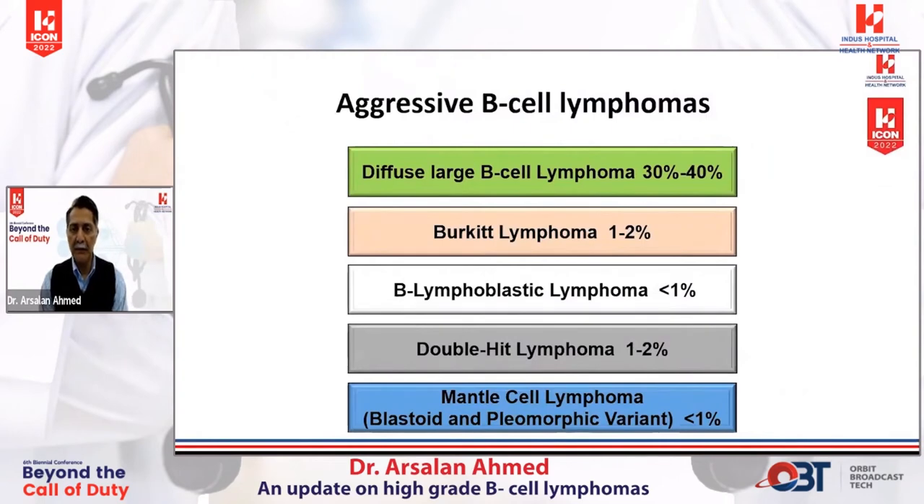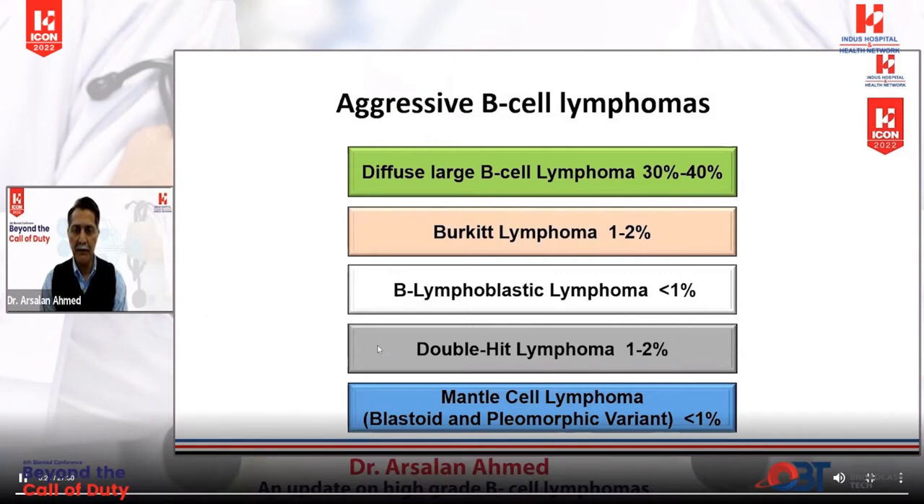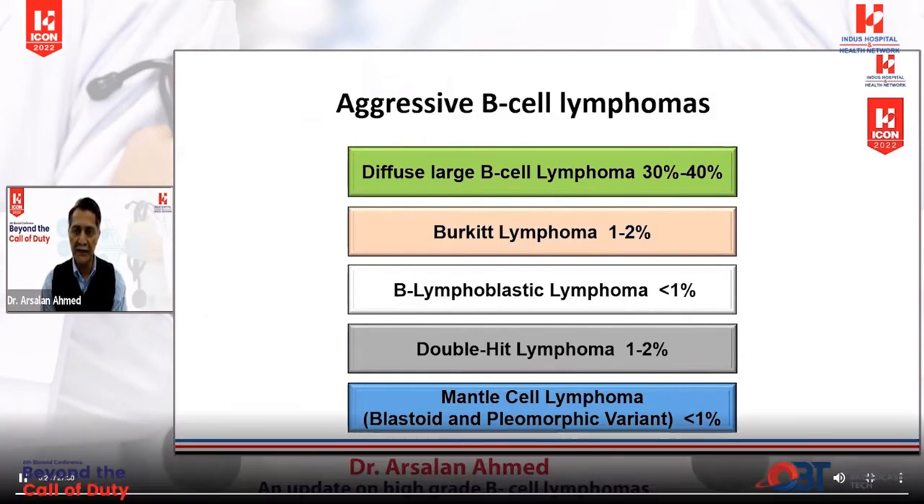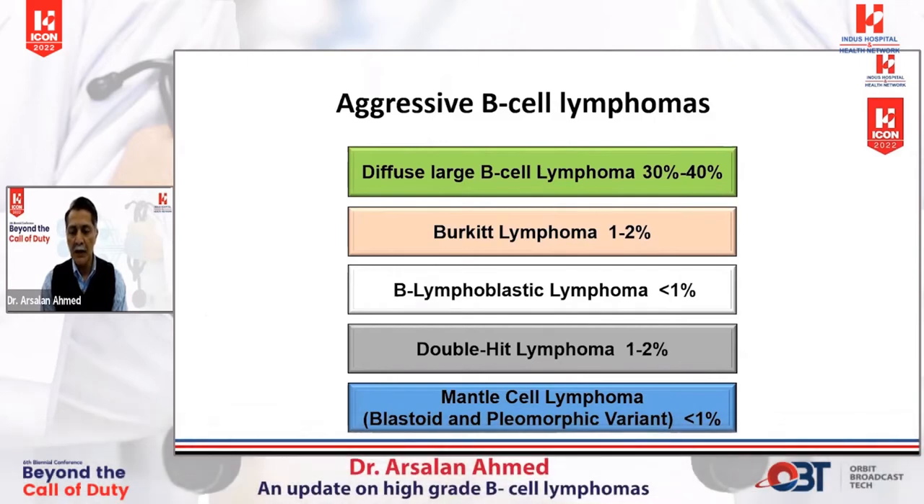Diffuse large B-cell lymphoma makes the major chunk of aggressive B-cell lymphomas, about 30-40%, followed by Burkitt lymphoma, B lymphoblastic lymphoma/leukemia, double hit lymphomas, and mantle cell lymphoma, blastoid and pleomorphic variants. But as you can see, with diffuse large B-cell making 30-40%, that's a big chunk. So most of my talk will be about diffuse large B-cell lymphomas.